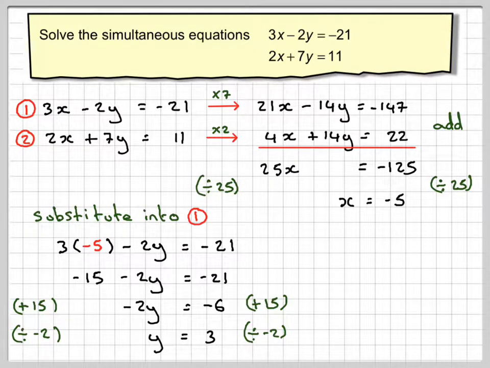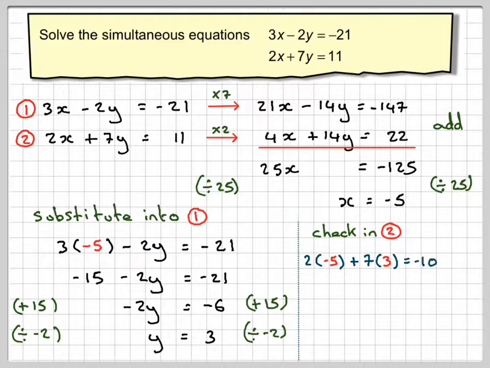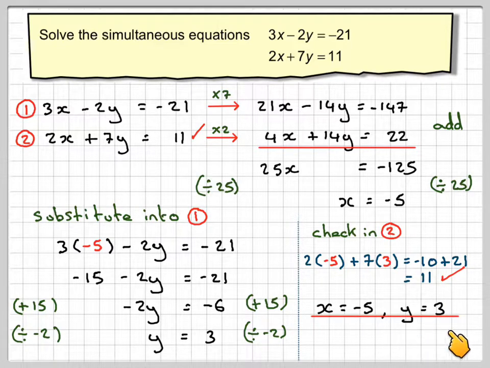Right, we should just do a little check now in 2. So now checking in 2, we've got 2 times x. That's 2 times minus 5 plus 7 times 3. 2 times minus 5 is minus 10 plus 21. Minus 10 plus 21 is 11. That's good because that's what we wanted. Therefore, we know we've got the answer correct. So the answer is x is equal to minus 5 and y is equal to 3.